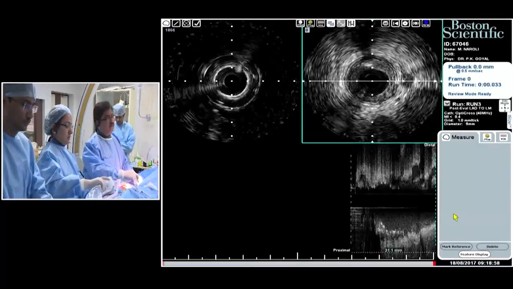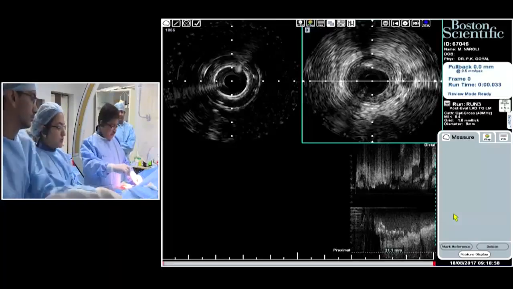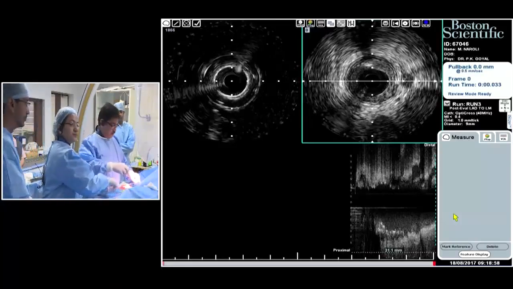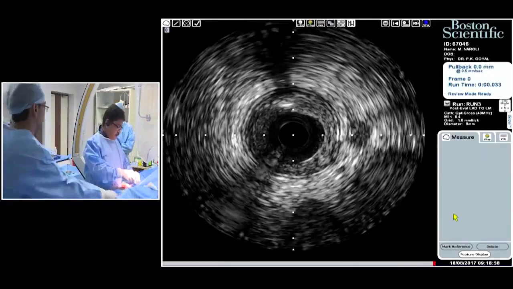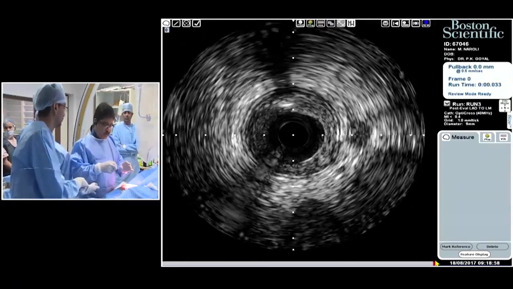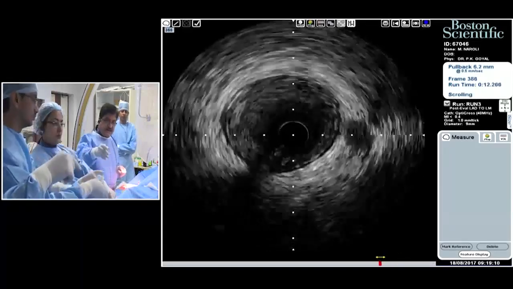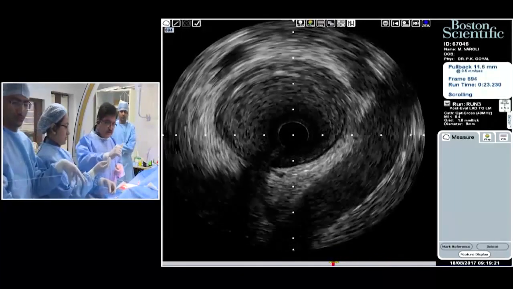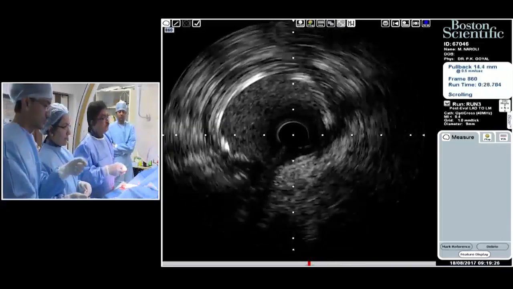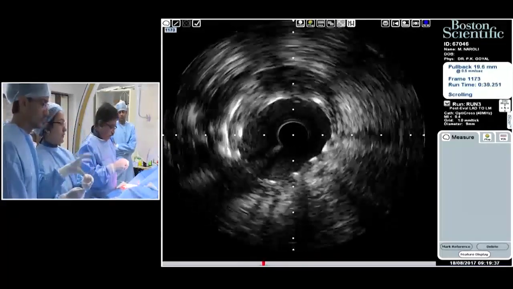So maybe we can use the same 4.0. Yeah, because I think the proximal LAD is 4. Sir, we'll use the same 4.0 NC balloon and do some proximal work. The proximal left main probably needs a 5 mm balloon.